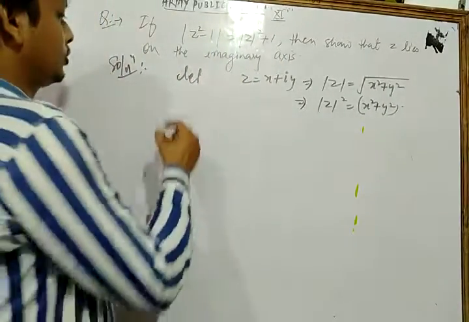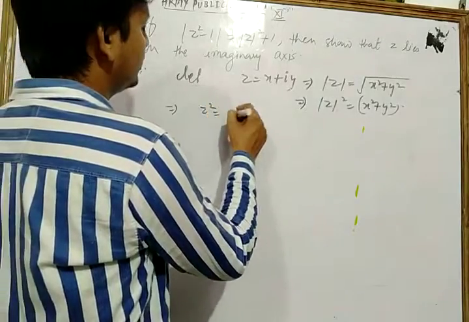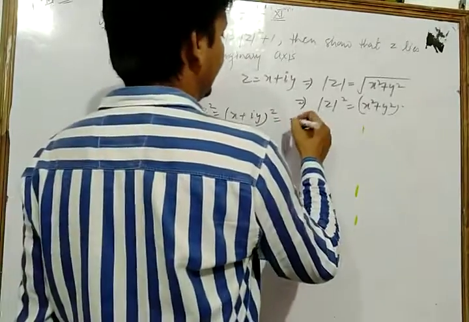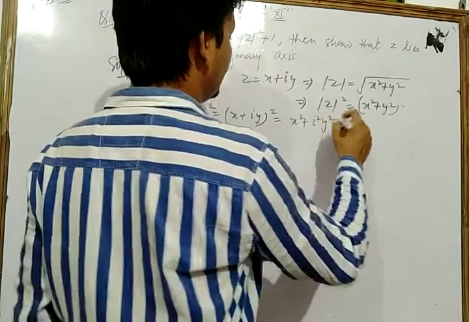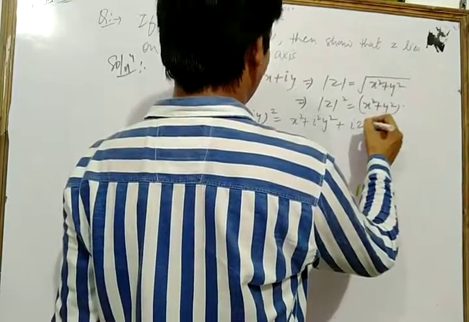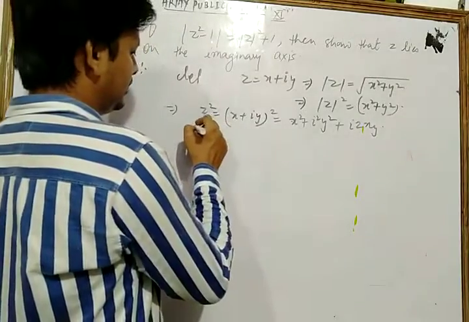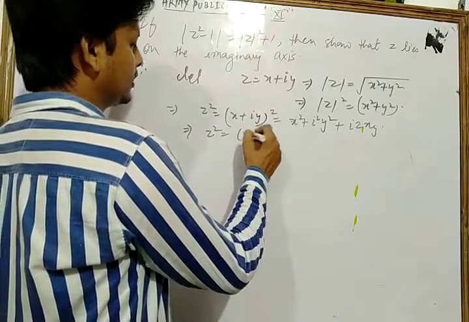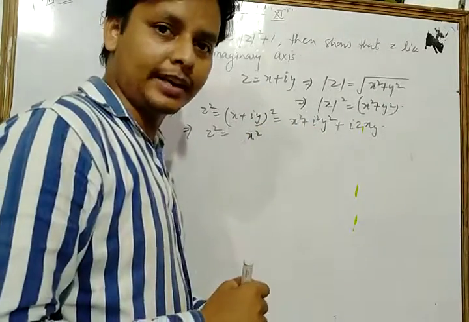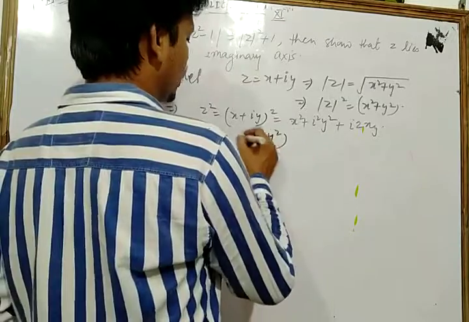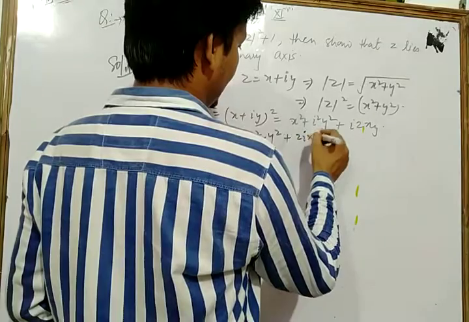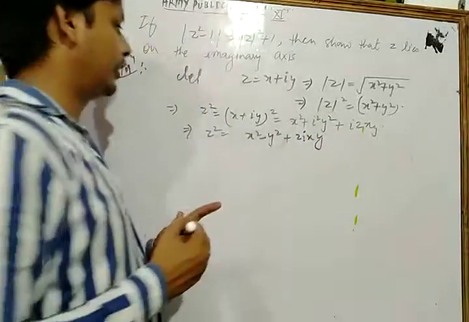Now, dear students, the value of z square is what? x plus iy whole square. What do we get? a square plus b square plus 2ab, plus i into 2xy. So the value of z square is equal to x square, and the value of i square is minus 1, so minus y square, plus 2 into i x into y. So this is the value of z square.